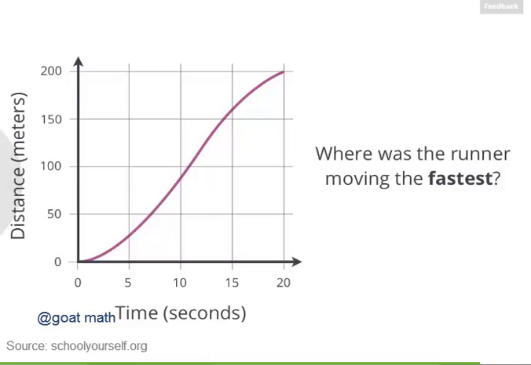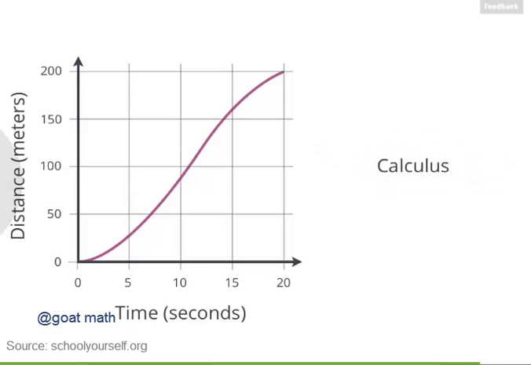Brilliant! So from this graph, you can see that the runner started off slowly, then accelerated and was running the fastest at this point in the race, and then perhaps got a little tired because the runner slowed down near the end of the race. So you actually just answered a question in calculus, a higher branch of mathematics that looks at how graphs change. There's more algebra to study before you start a course in calculus, but you're well on your way.